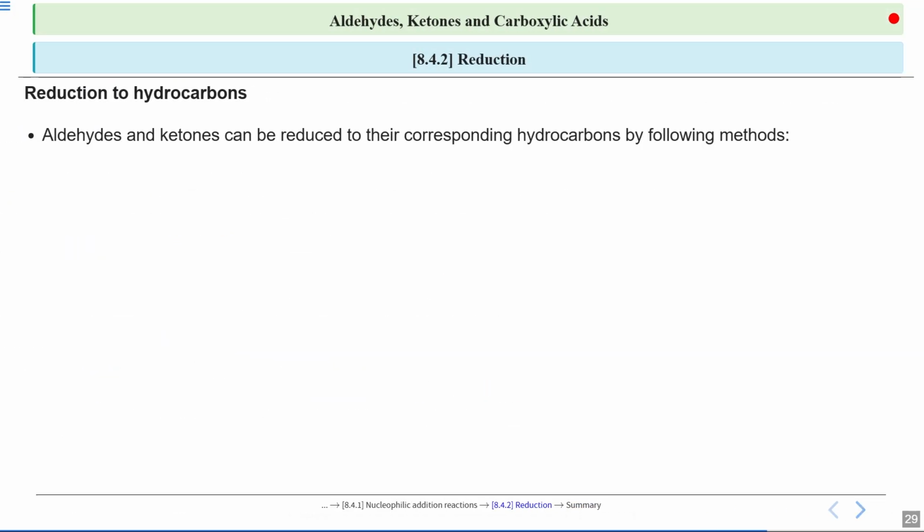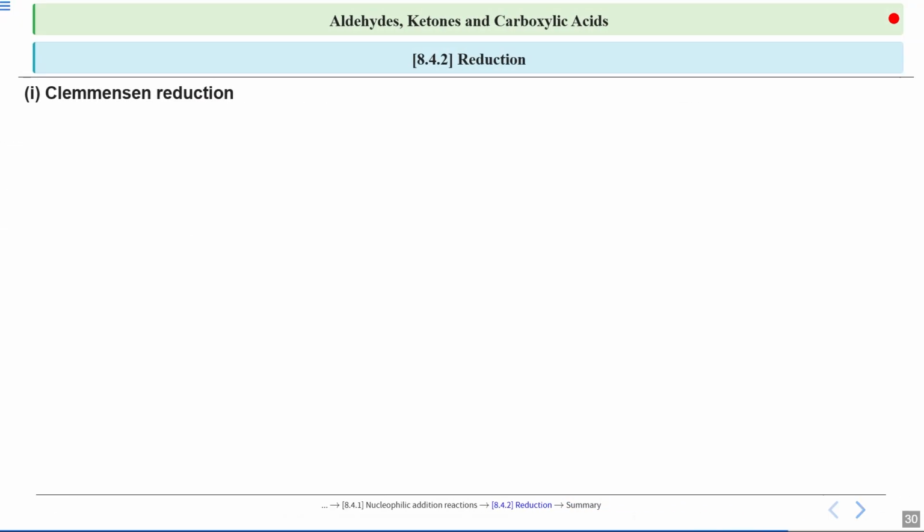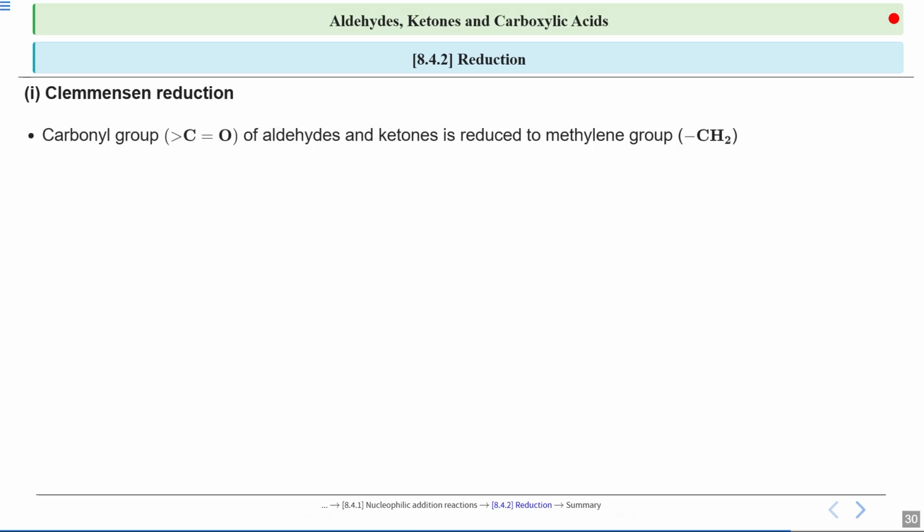Now, aldehydes and ketones can be reduced to their corresponding hydrocarbons by the following methods. The first method is Clemmensen reduction, and the second method is Wolff-Kishner reduction. One by one, we will see what these are. First, we will talk about Clemmensen reduction. Clemmensen reduction is a process where the carbonyl group is converted into a methylene group, where a carbon atom is bonded to two hydrogens. So in Clemmensen reduction, this carbonyl group is reduced to a methylene group.